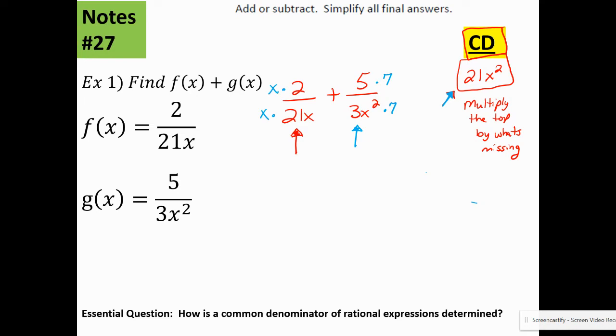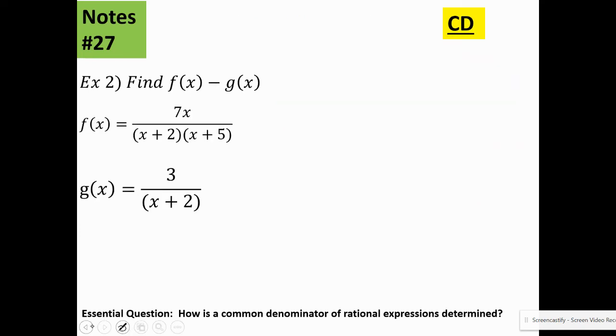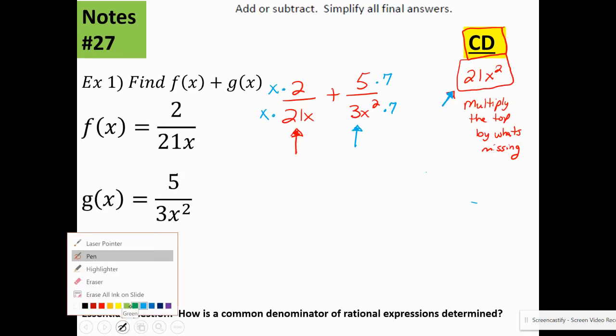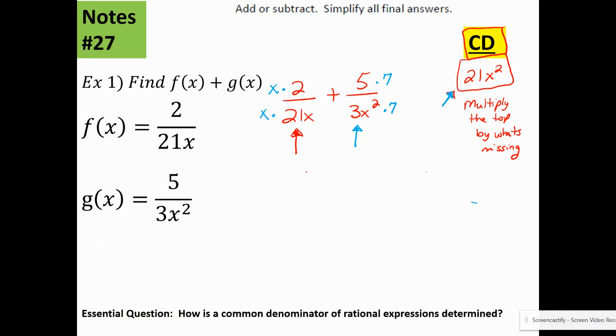Okay. So now the next step that I want you to do is draw one line with the common denominator because I'm making it easy for you. And now we're just going to do the tops because our common denominator has to be 21x squared. Now we're going to do the tops. So right here, what is x times 2? 2x, right? X times 2 is 2 times x, 2x.